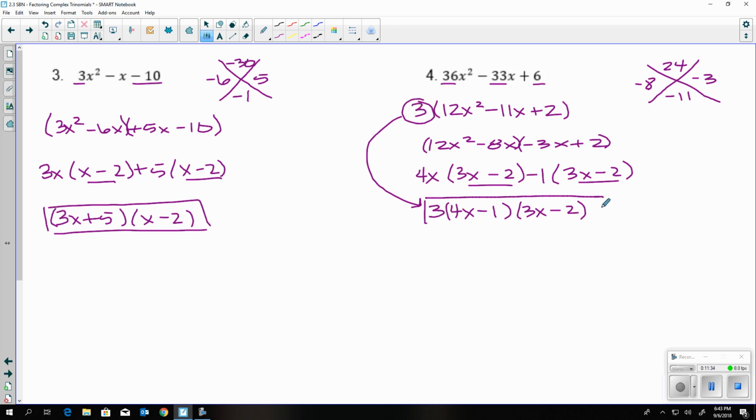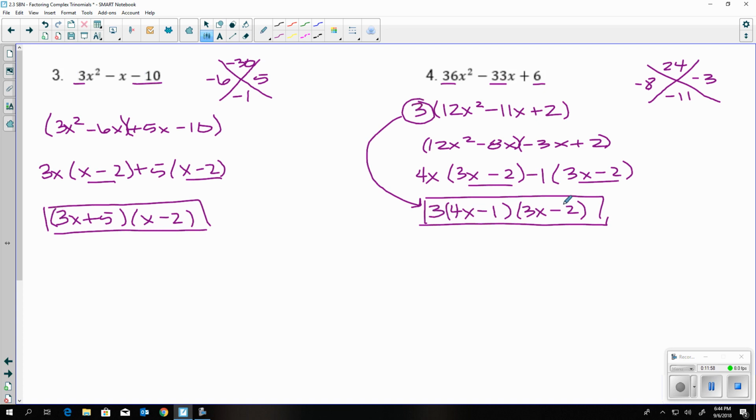And I'm sure if they had a multiple choice test or a question, one of your choices would have the 4x minus 1 times the 3x minus 2 without the 3. So if you took it out in the very beginning, I like to circle it or do something to make it so you remember, and then put it down at the end. All right, so we got 2 more.